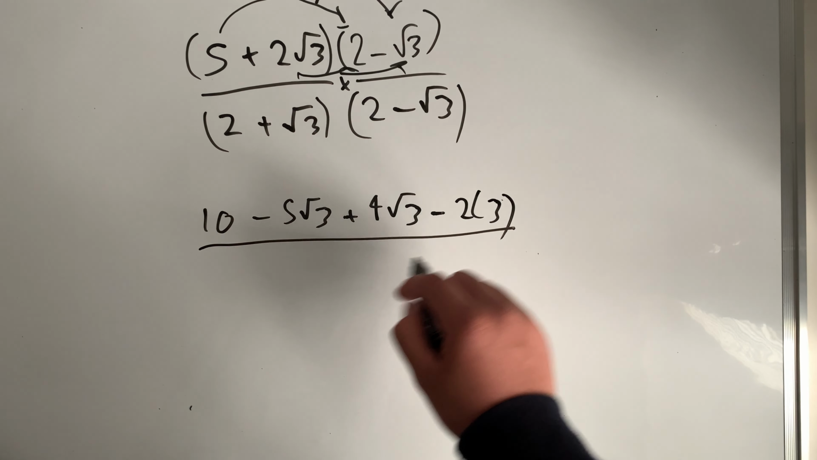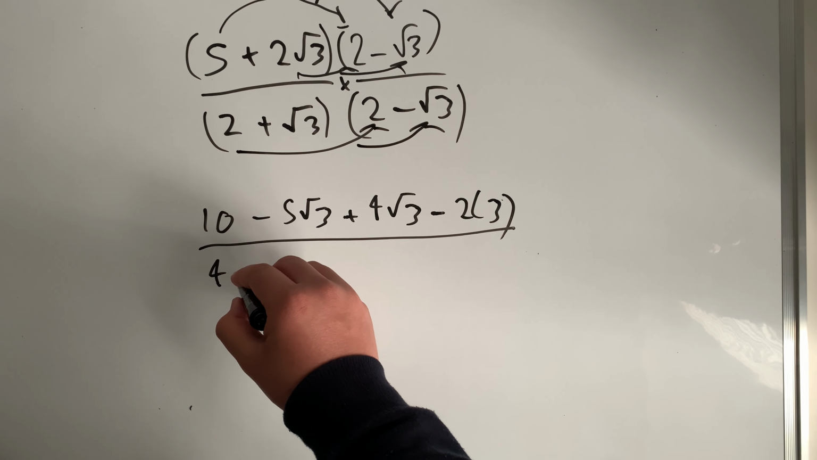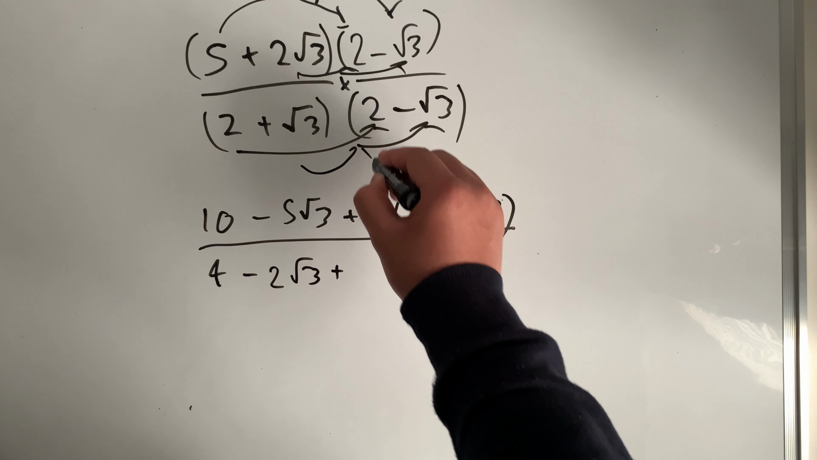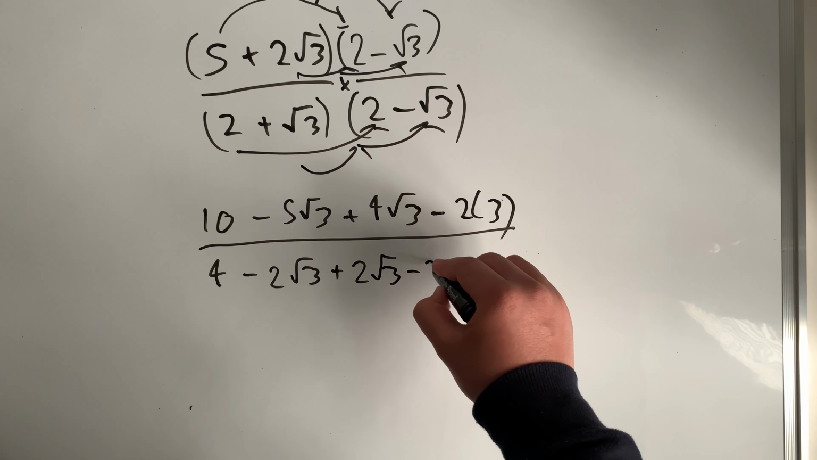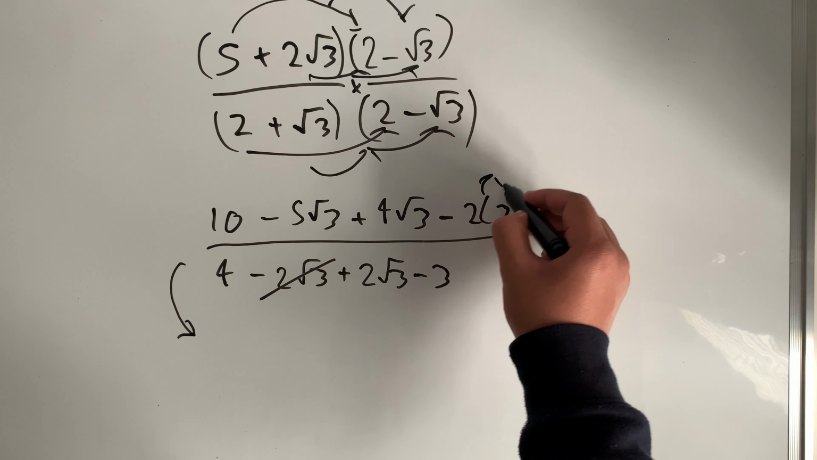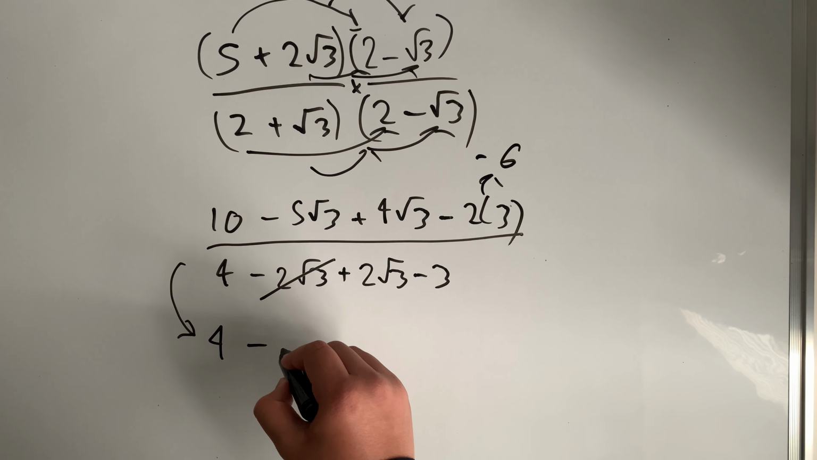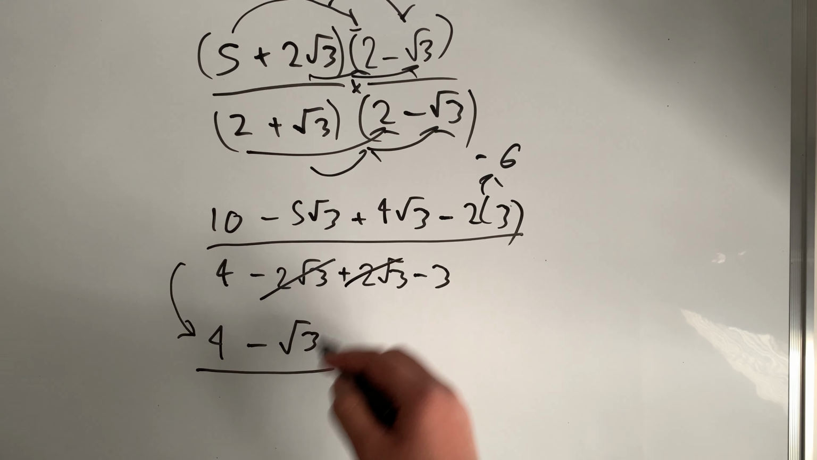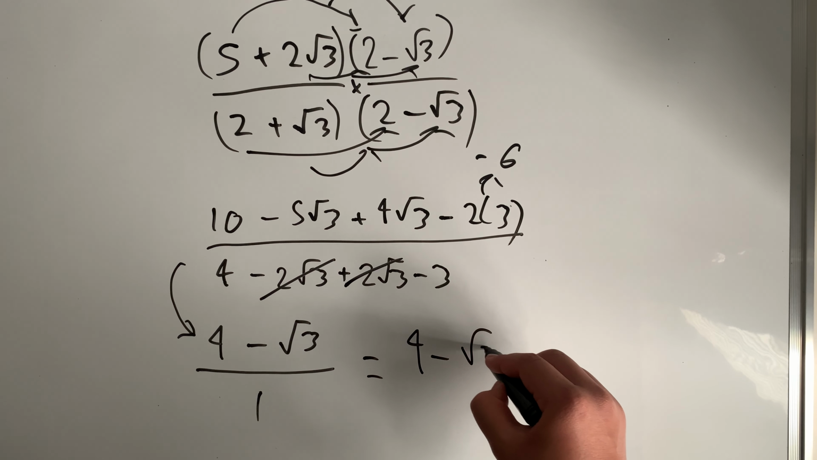And then divided by 2. 2 and 2 is 4, minus 2 root 3 plus 2 root 3, and then minus 3. So we simply just rearrange it. 10 minus 6, obviously, 4, and minus root 3. So minus 2 root 3 plus 2 root 3 cancels out, which is 4 minus 3, being 4 minus root 3.